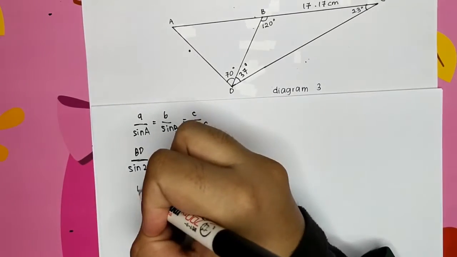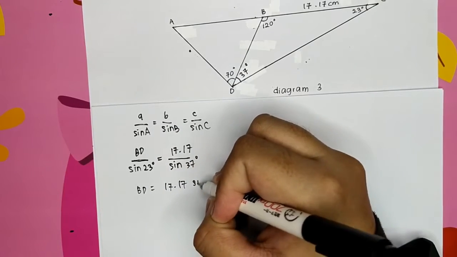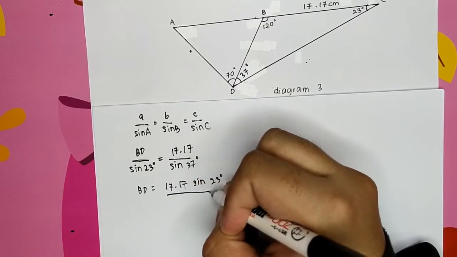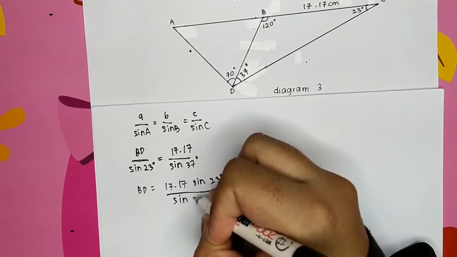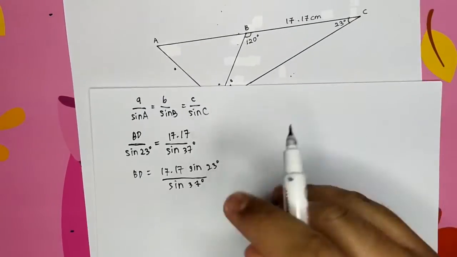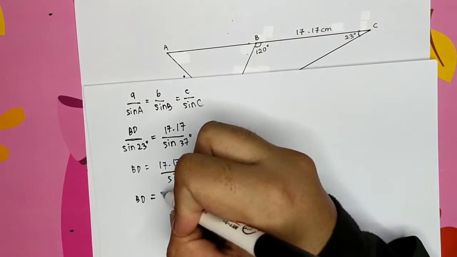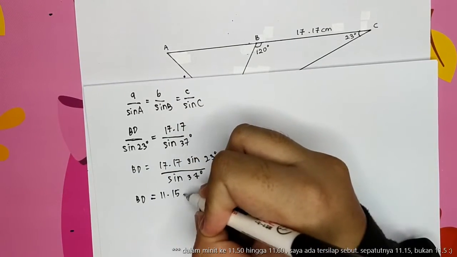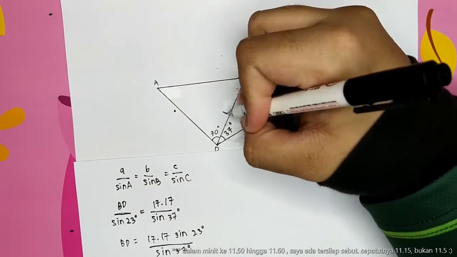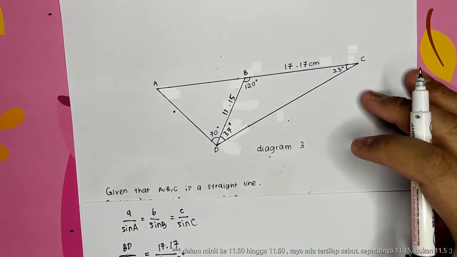So just solve this. BD is equal to 17.17 sine 23 over sine 37. So we will get BD equal to 11.15 cm. So we already get the value of here. So the value of BD. So the next question asks us to find AD.